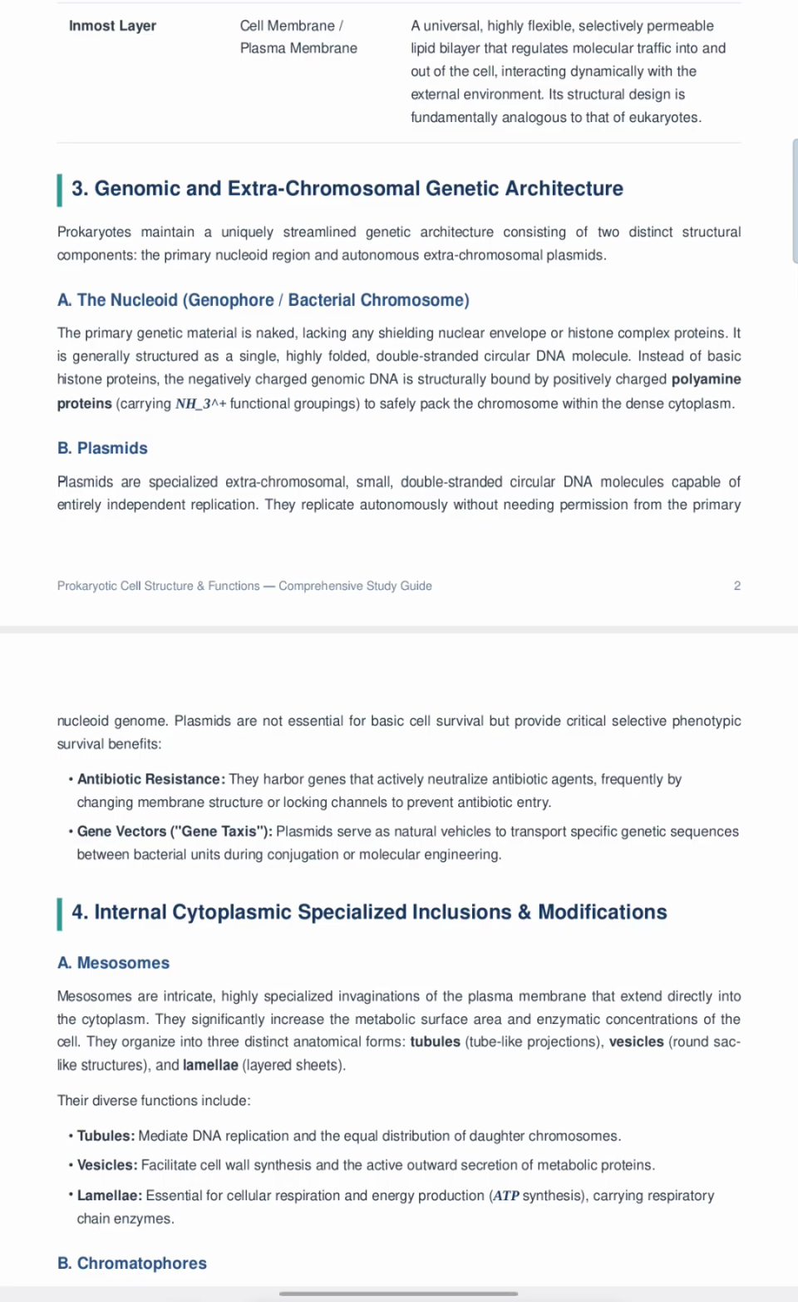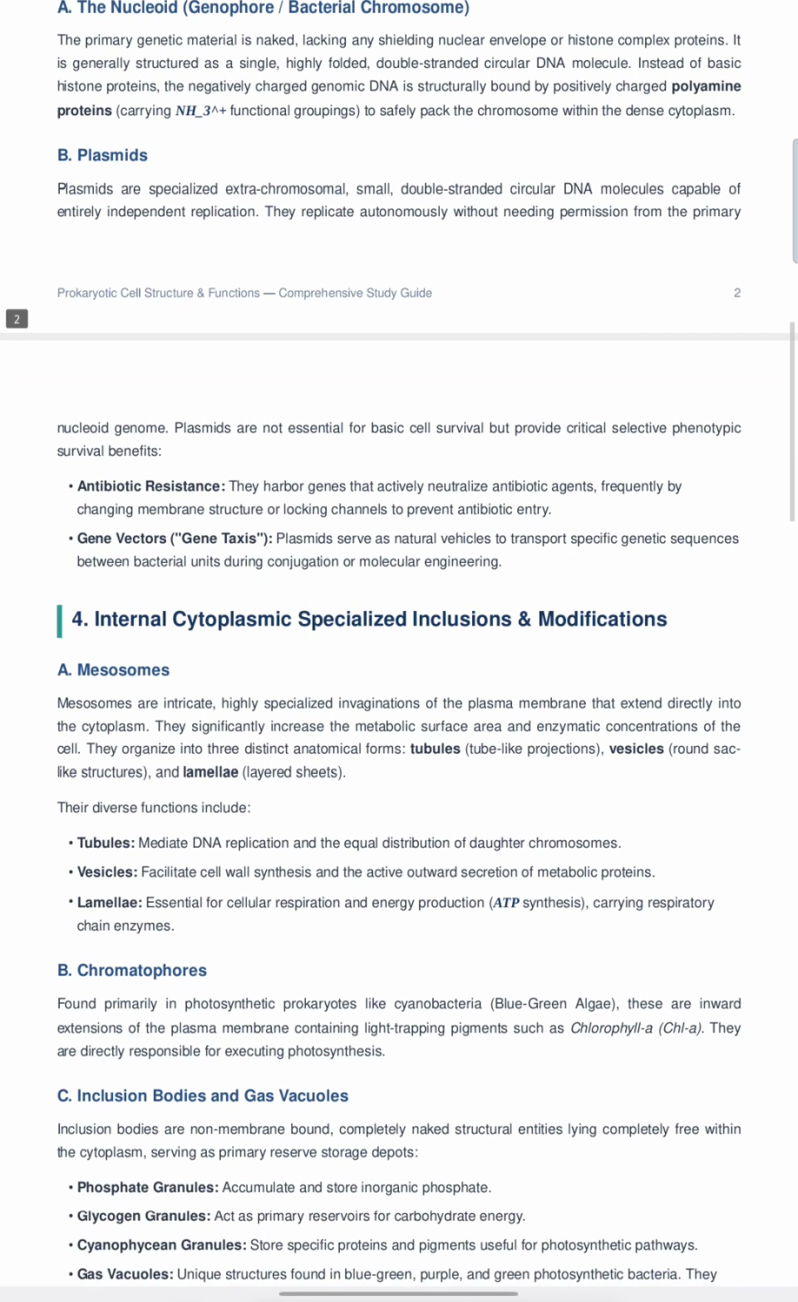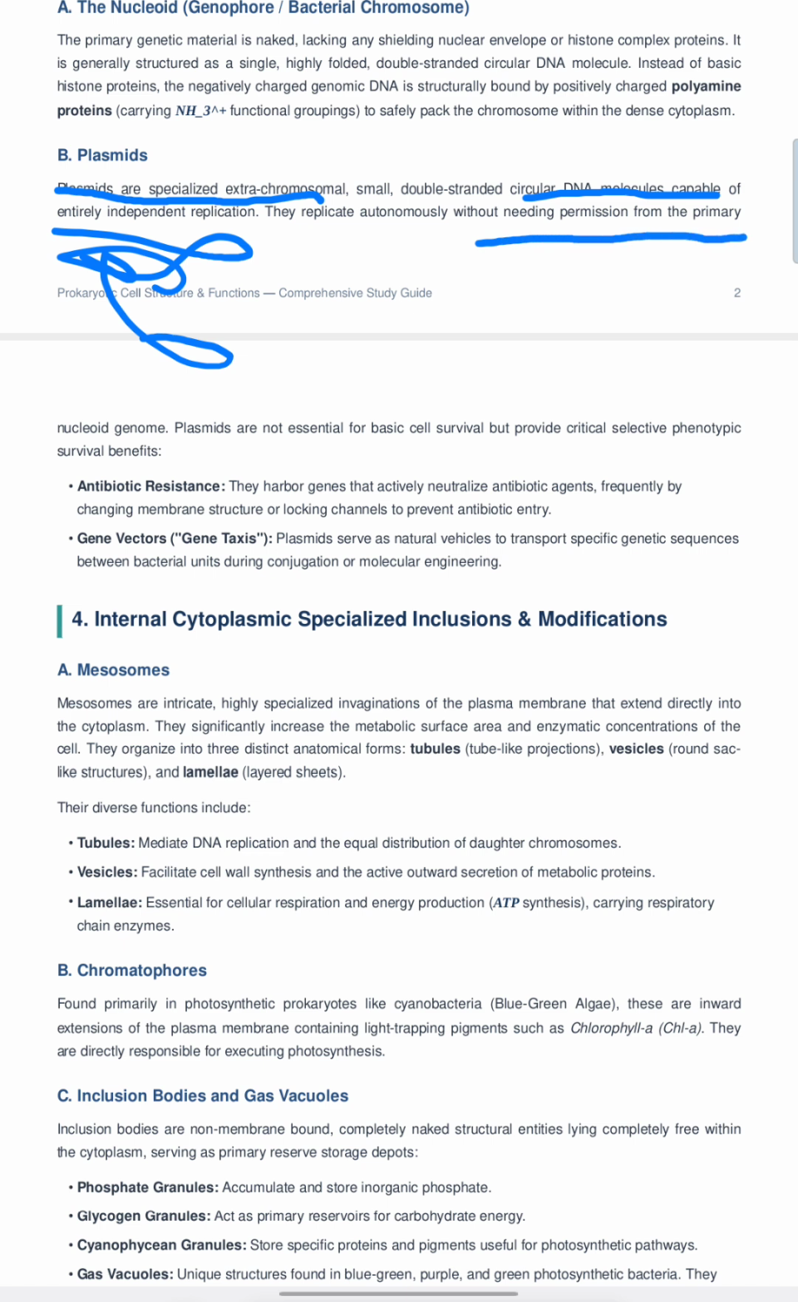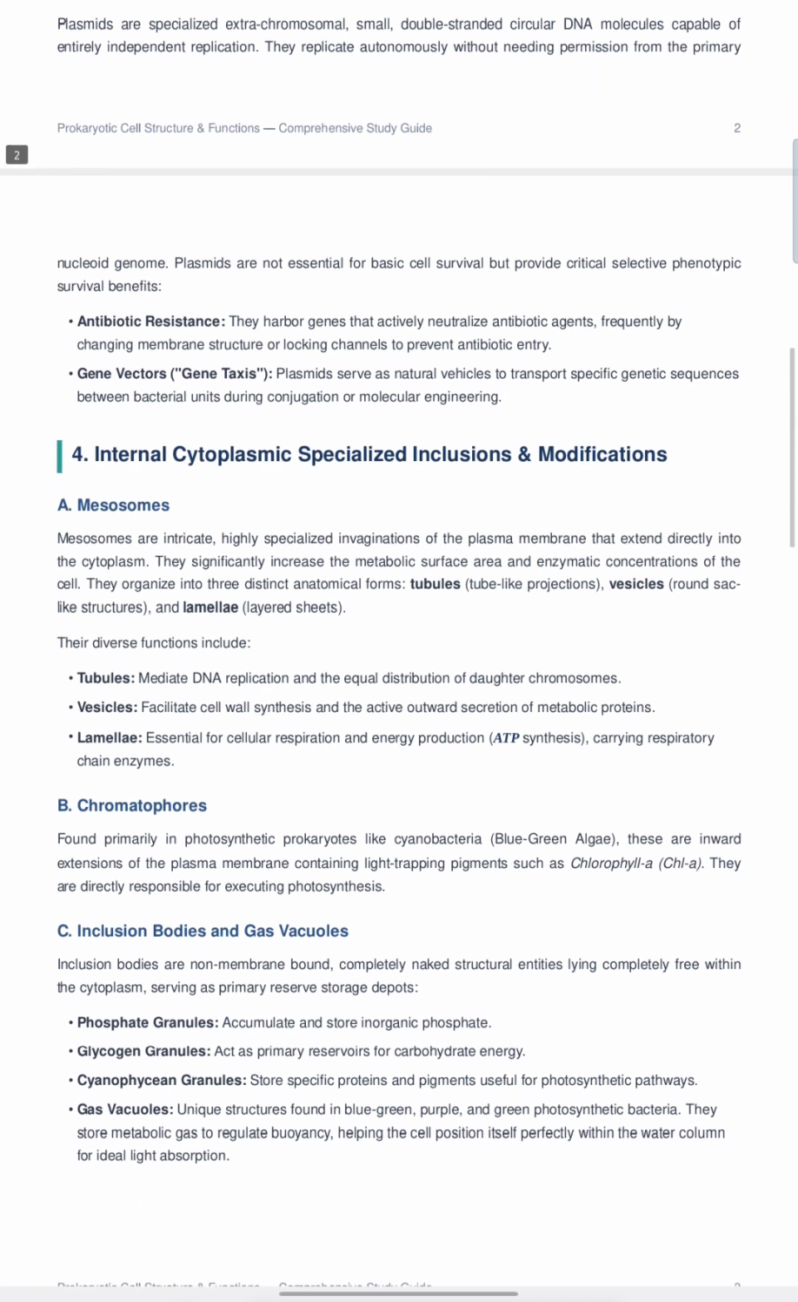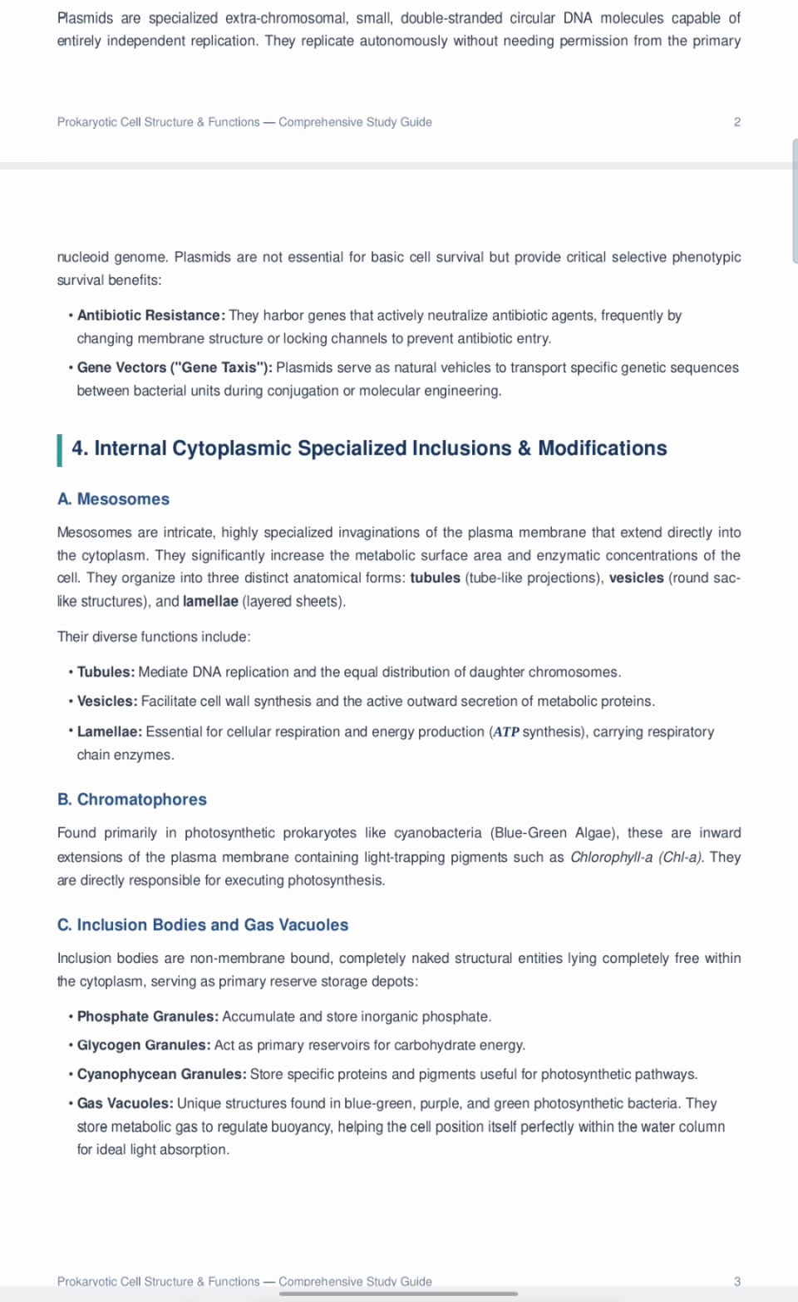Now moving to the next part, plasmids. Plasmids are specialized extrachromosomal, small, double-stranded circular DNA which are capable of independent replication. They replicate autonomously without needing permission from the primary nuclear genome. Plasmids are not essential for basic cell survival, but they carry phenotypic characters of the prokaryotic organism. Now, antibiotic resistance: plasmids also confer resistance to antibiotics.